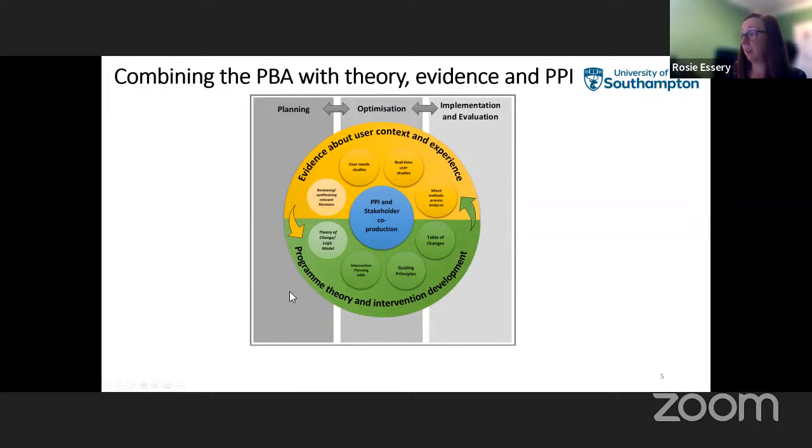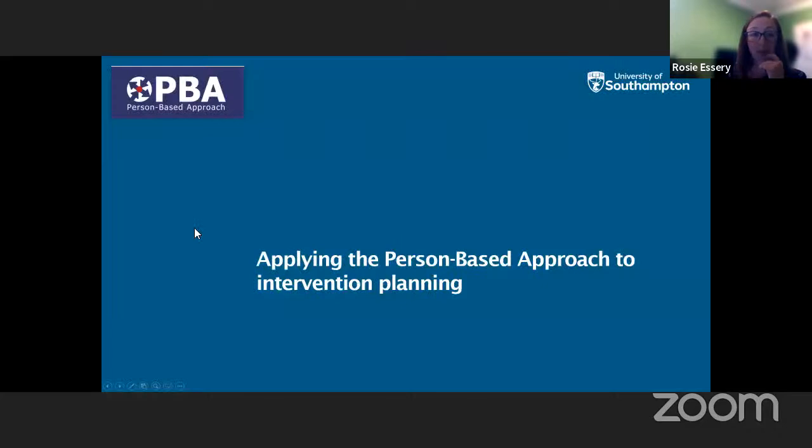Behind the circle here, you'll see the grey box, which depicts the key stages of the intervention development and evaluation processes. Today, I'm only going to focus on the planning and the optimisation phases, but the person-based approach does also have really valuable applications during implementation and evaluation of interventions as well. So that gave you a kind of overview of the whole process.